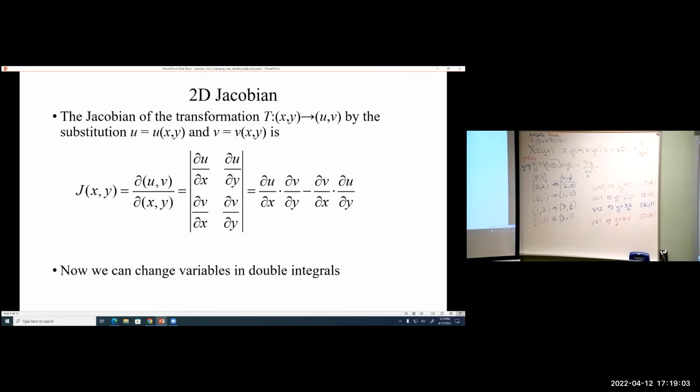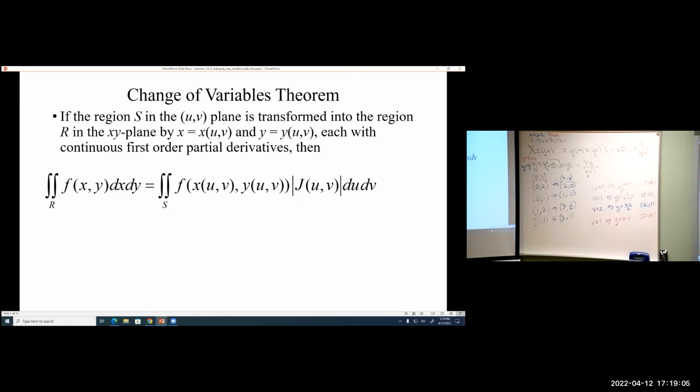Now, let's talk about changing variables in a double integral. What we'll do is very similar to what we've already done. In fact, in a double integral, we've already done this with polar. X is r cosine theta, Y is r sine theta. Those would be our transformations on the function. And then this would be the r that we put in dr d theta. Okay, so we've already done this. We just haven't done it in a general sense.